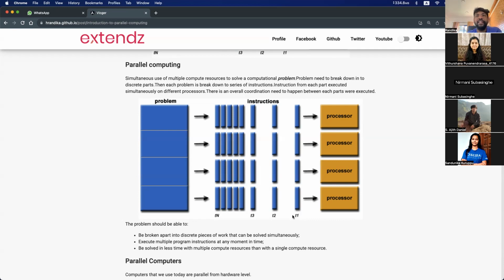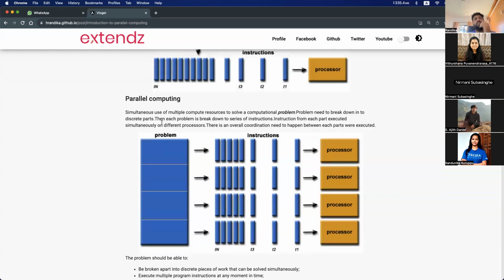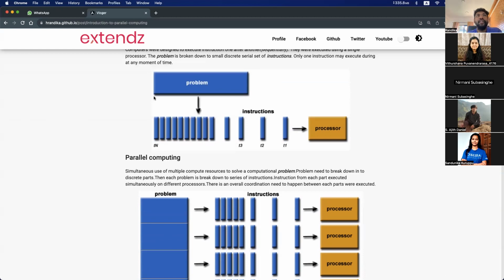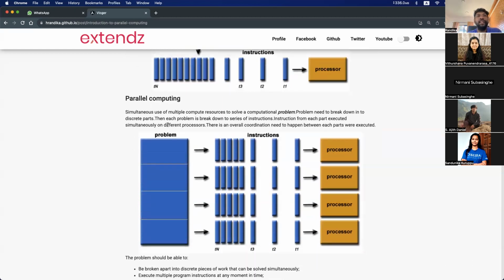Okay, so if you can see, at a given time t1, four instructions will be executed in this architecture. So the problem needs to be broken down. This problem can be broken down into 4 different sections. In here, this whole block represents the problem, but in here the problem is all 4 of these blocks.